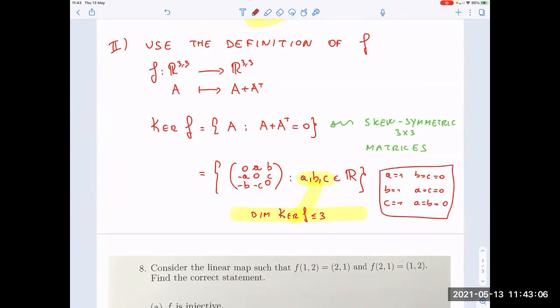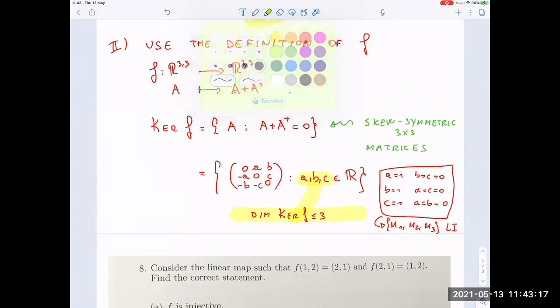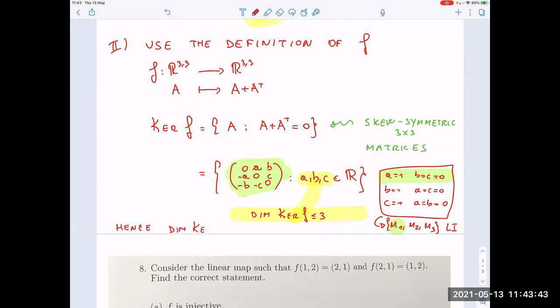So these will produce 3 matrices, M1, M2, and M3, which are linearly independent. So what I mean by producing matrices is that matrix M1, for example, comes by going here and putting A equal 1, B equal C equal 0, and so on. And they are linearly independent. So the dimension of the kernel is actually equal to 3. So dimension of the kernel of F is actually equal to 3.